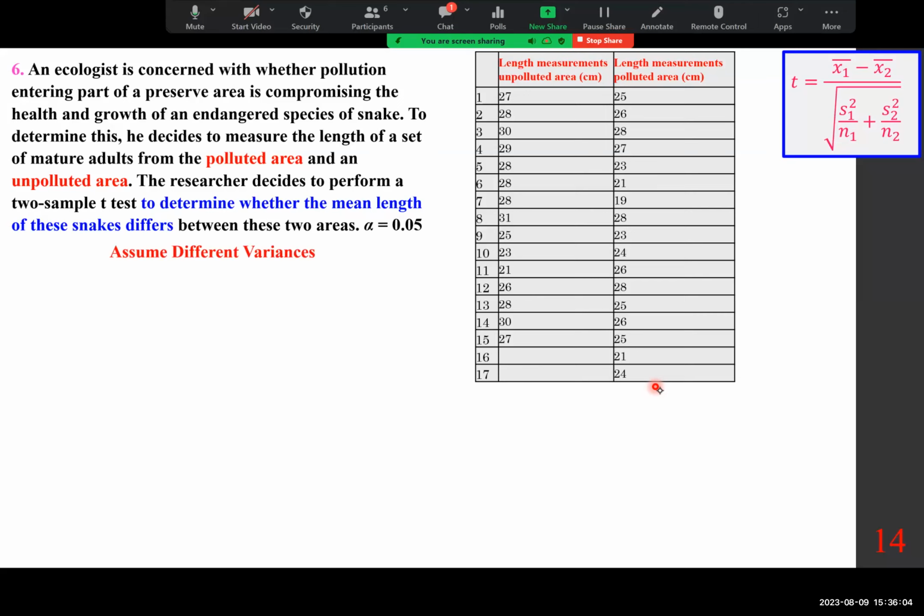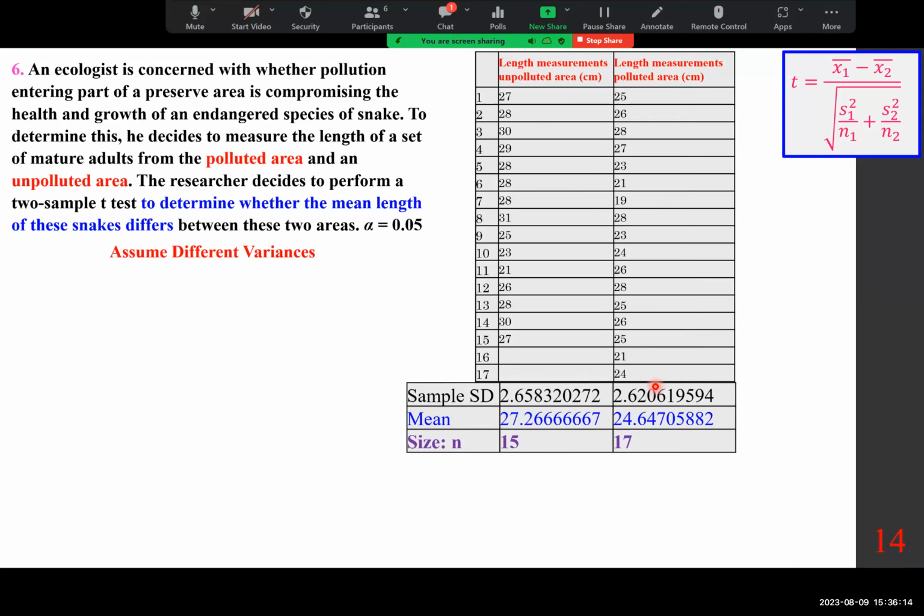We are going to assume different variances because it has to be mentioned otherwise. So when we put this into a calculator, we have the standard deviation with a bunch of decimals for the first group, for the second group, we have the mean for the first group, the second group, and we have the size. So this would be S1, S2, X1 bar, X2 bar, N1, N2, just as an example, if we were to write them down.